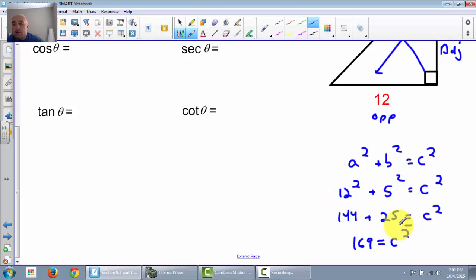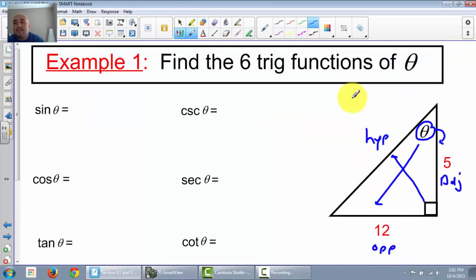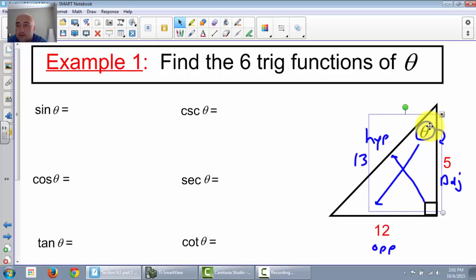And then to get c by itself, I take the square root of both sides. I do the square root of 169, which you should know, but if you don't, we can go over to the calculator and figure that out. The square root of 169 is 13. Okay, so our missing side is equal to 13. Now we should be able to do all of our trig functions. Okay, let me get rid of this thing here.